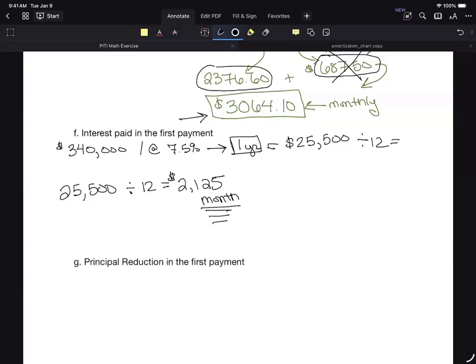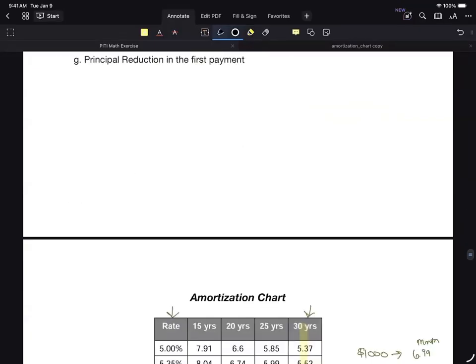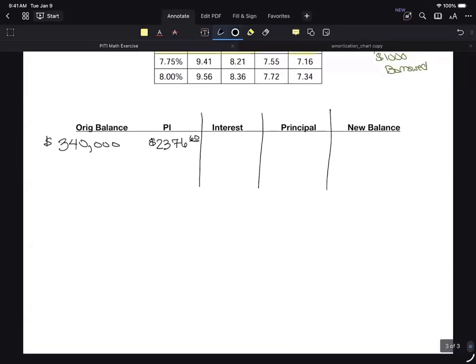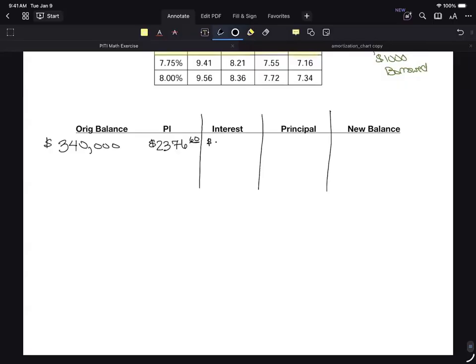Oh, so this is the interest. That's the interest. Because you borrow that money from the bank for 1 month, you owe them interest of $2,125. You wrote them a check for $2,376.60, but $2,125 of it is going to go to interest. It's the remainder that would go to reduce this $340,000. So how do we find out what that principal amount is?